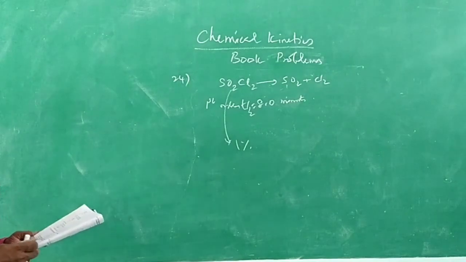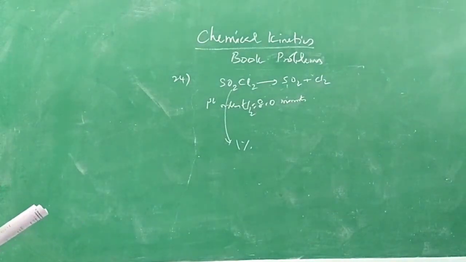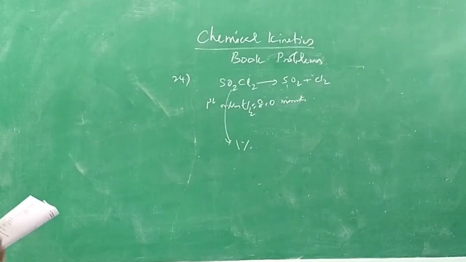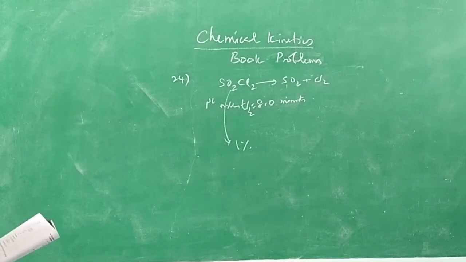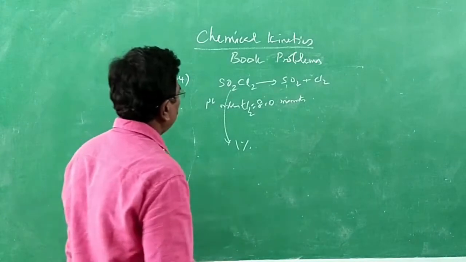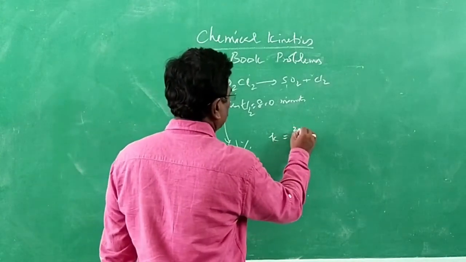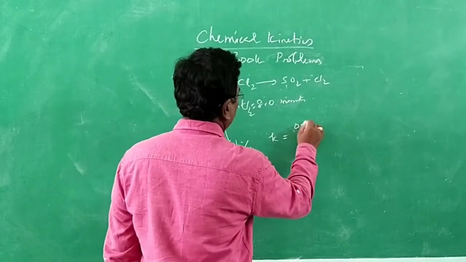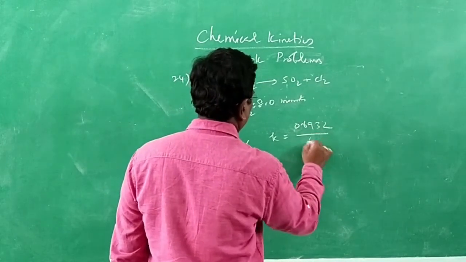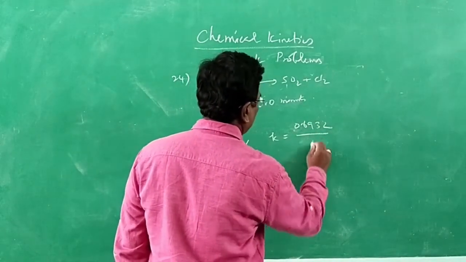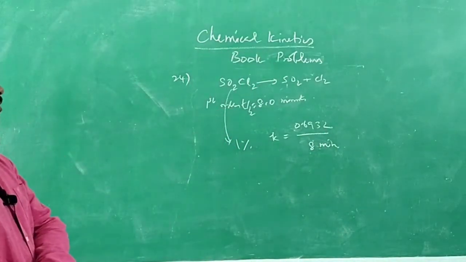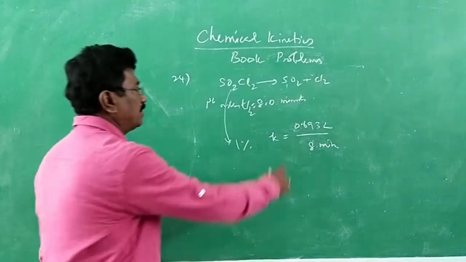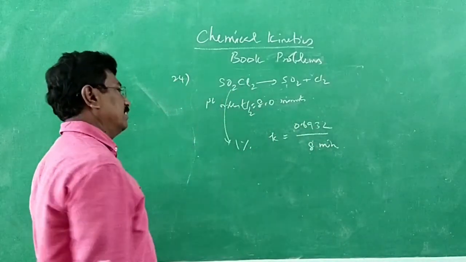So first of all, we have to calculate the rate constant. From the rate constant, we have to go in for the determination of time required for 99% completion of the reaction. So rate constant K is equal to 0.6932 divided by T half. T half is 8 minutes. So K is equal to 0.693 divided by 8 minutes, since K is equal to 0.6932 divided by T half for a first order reaction.